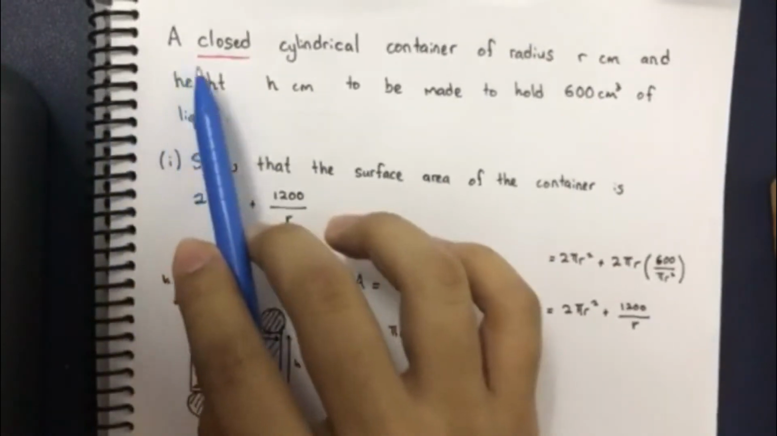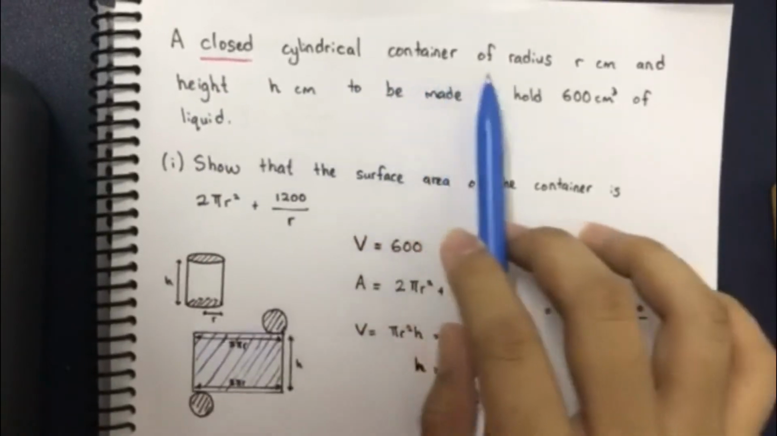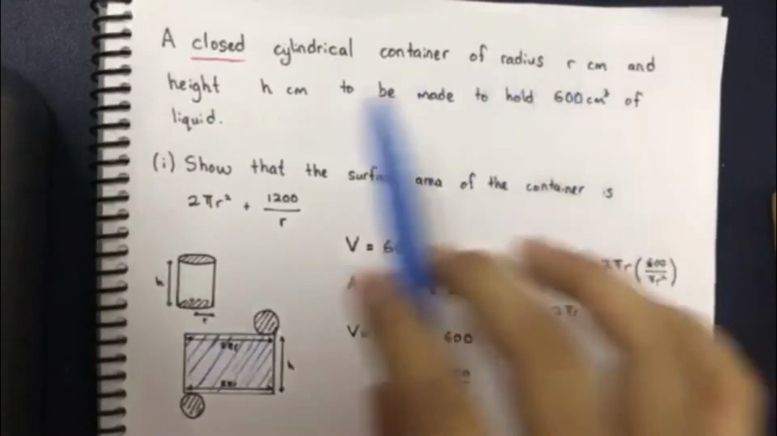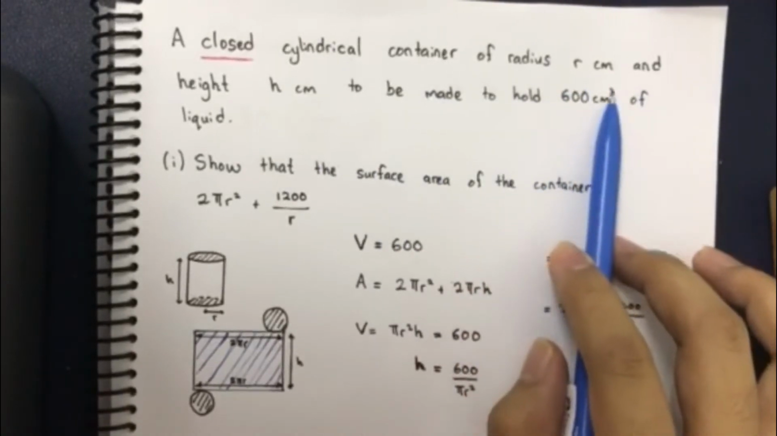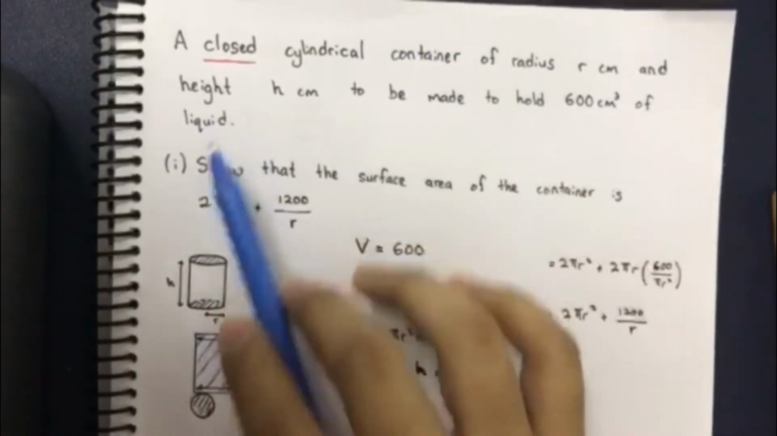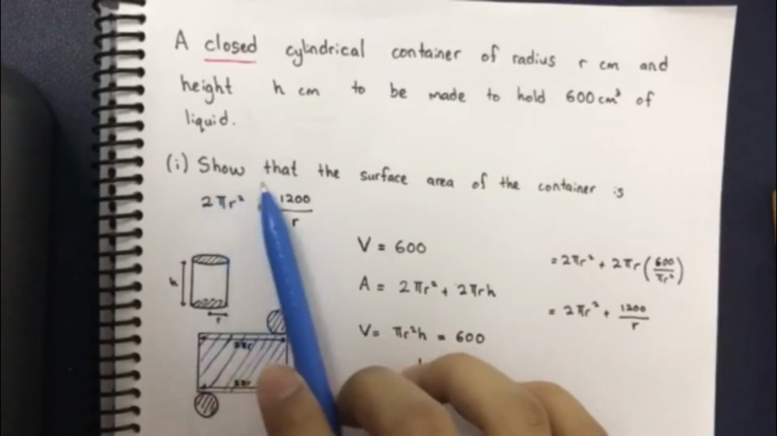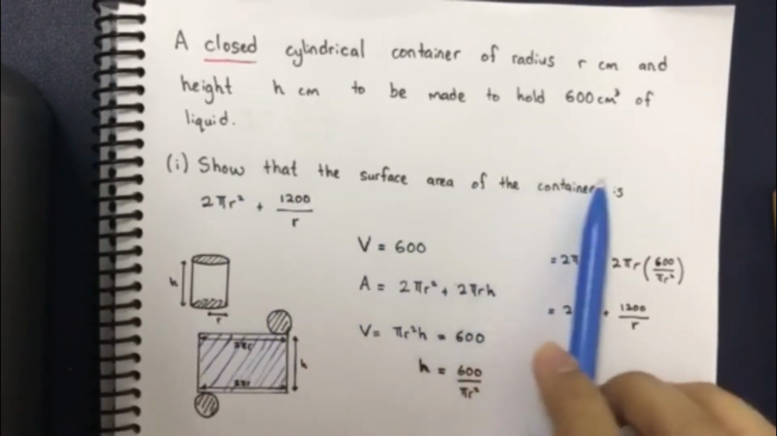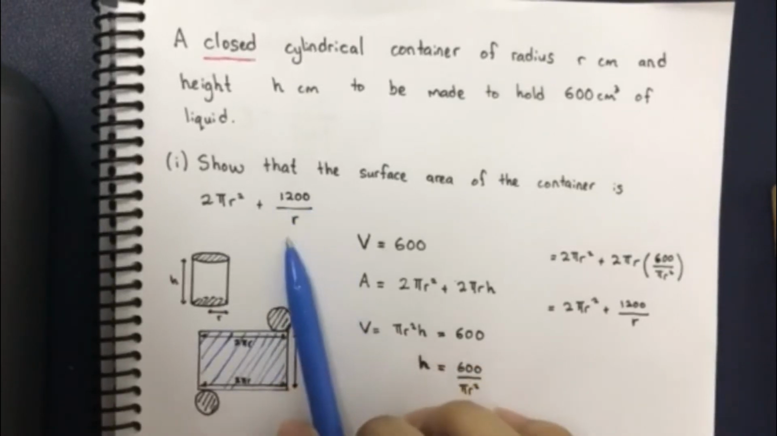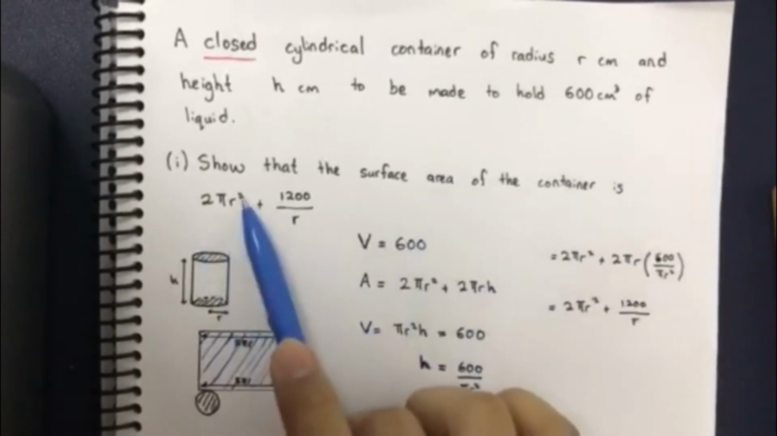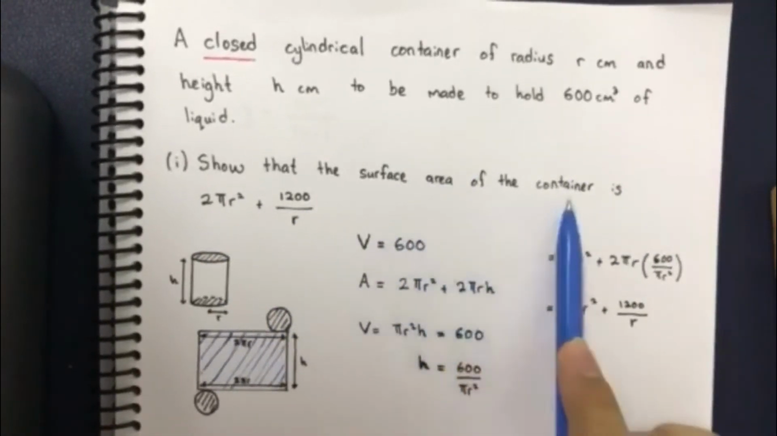A closed cylindrical container of radius r cm and height h cm is to be made to hold 600 cm3 of liquid. The question is, show that the surface area of the container is 2 pi r square plus 1200 over r. So we need to show the surface area of the container.